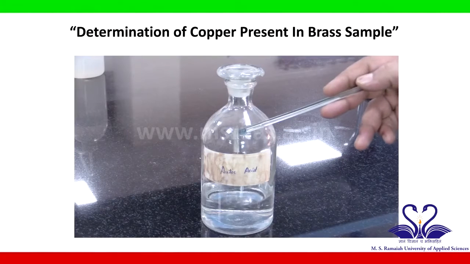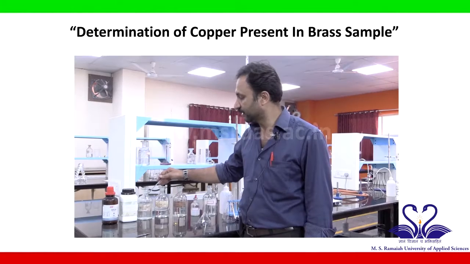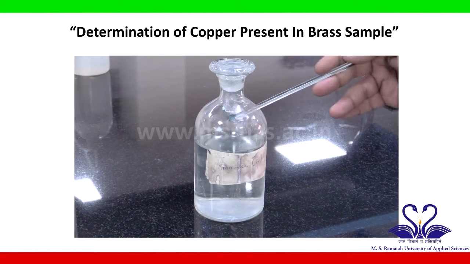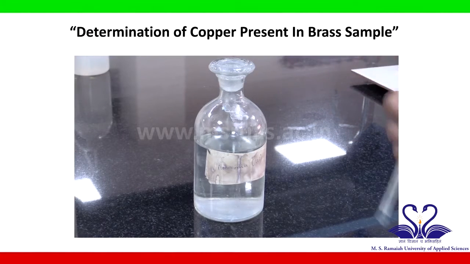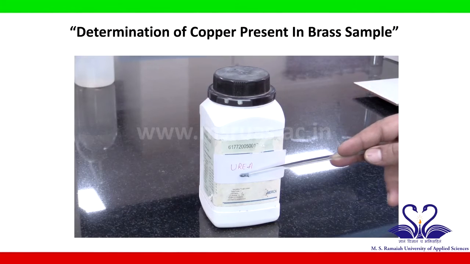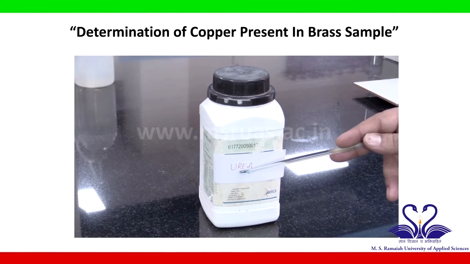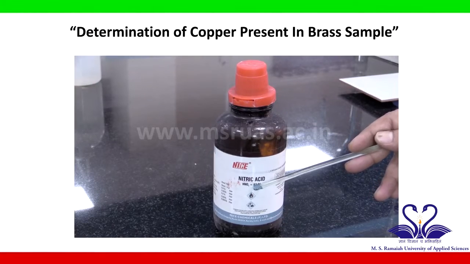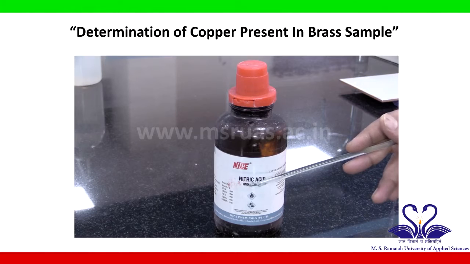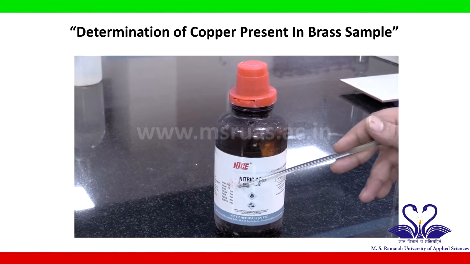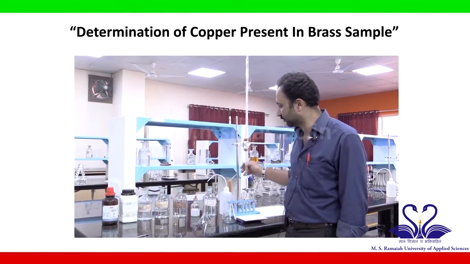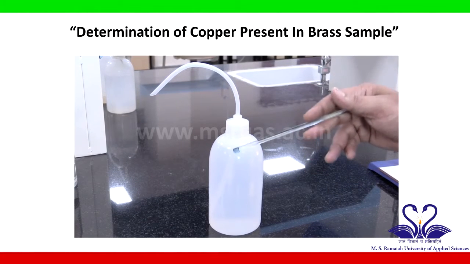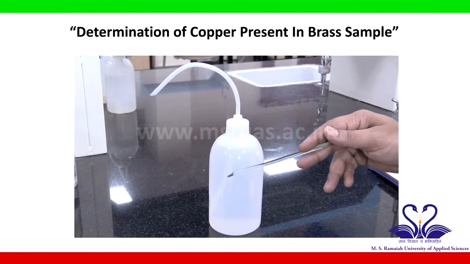Acetic acid is used to maintain acidic pH. Ammonia, 1:1 ammonia, is used to neutralize the nitric acid which has been used to dissolve the brass piece. Urea is used to destroy the oxides of nitrogen. Concentrated nitric acid is used to dissolve the brass piece. Lastly, you can see the wash bottle to wash the glass apparatus. Here we are taking distilled water. After tap water, you have to wash with distilled water and dry it.